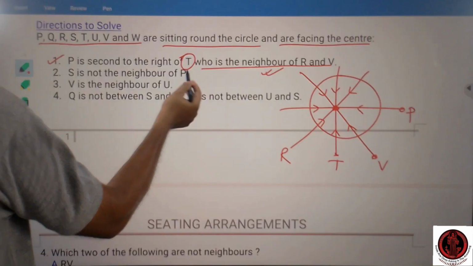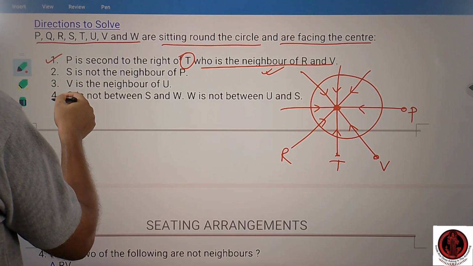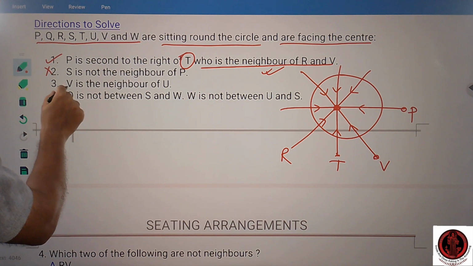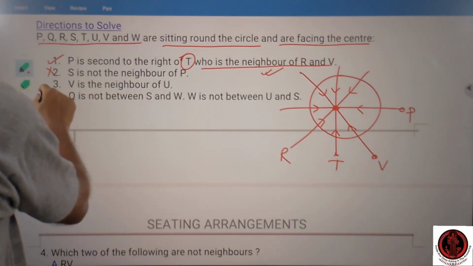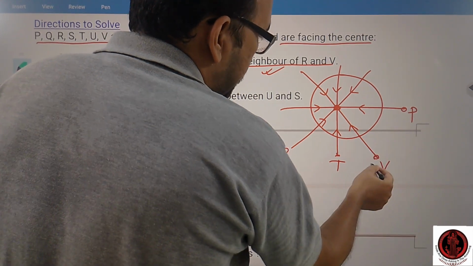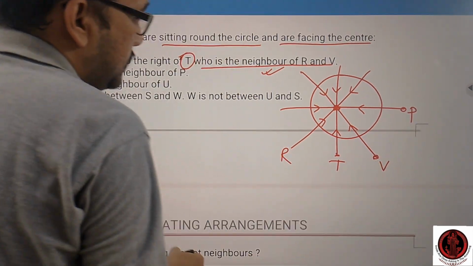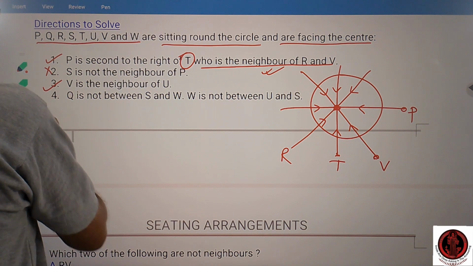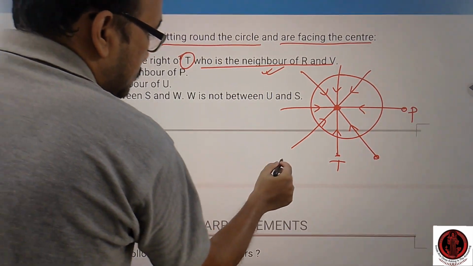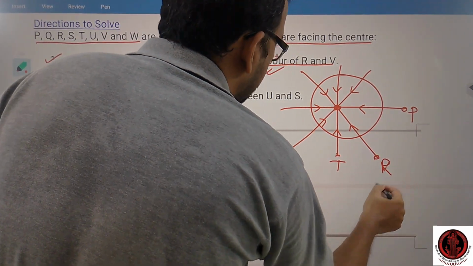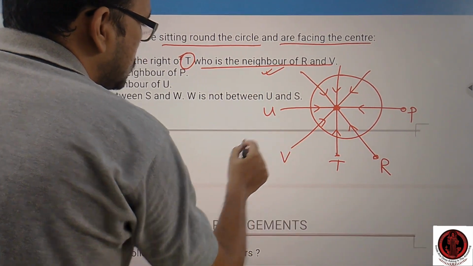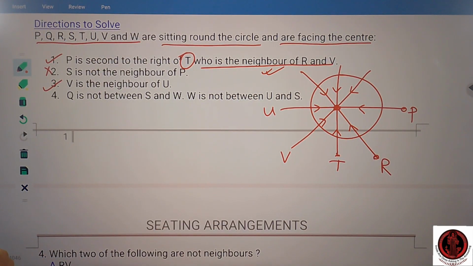Now AC is not the neighbor of P, so you cannot draw this one. So skip this statement. V is the neighbor of U. Now neighbor of V, U should be there, but no position is left in the neighboring position of V. That means this position is wrong. So this is V, this is R. So V is the neighbor of U. So this is U.